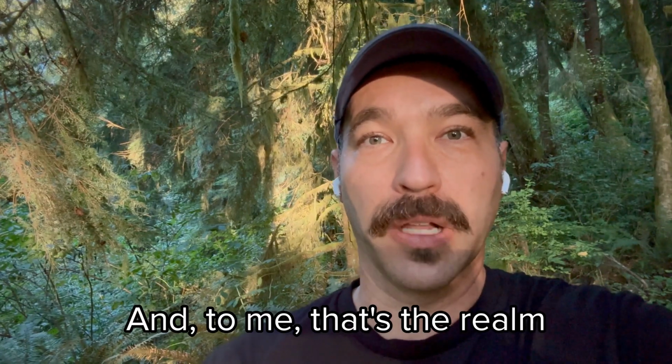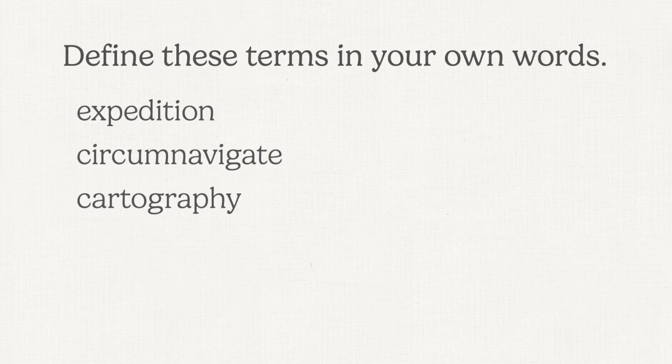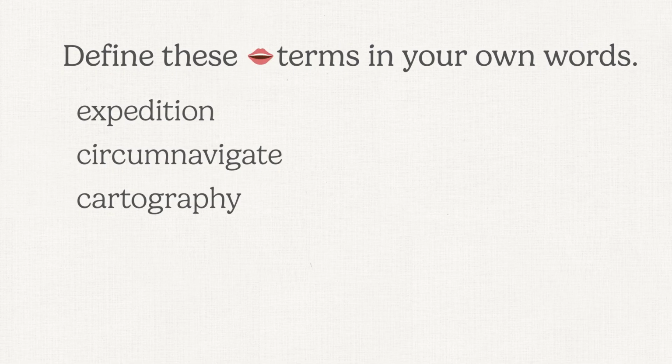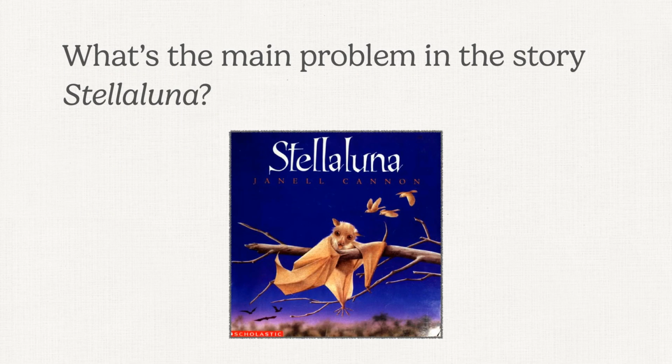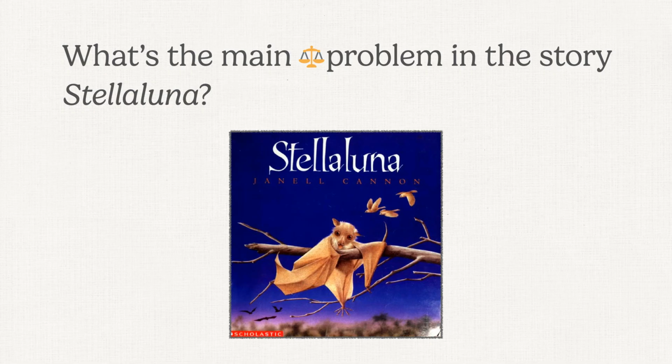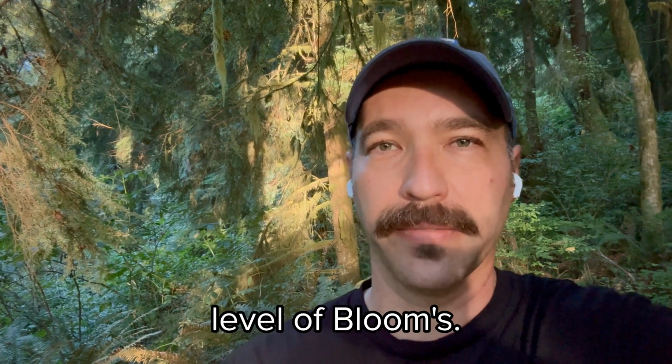And to me, that's the realm of Bloom's Taxonomy. If the task is, define these terms in your own words, adding the language of the discipline icon doesn't do anything. It's still a low-level, maybe like understand level of Bloom's. If your question is, what's the main problem in the story Stellaluna? Just adding the ethics icon next to the word problem, that's not really doing anything to the question. Students are still just identifying the main problem, which is not really a high-level task. Again, down at the understand level of Bloom's.